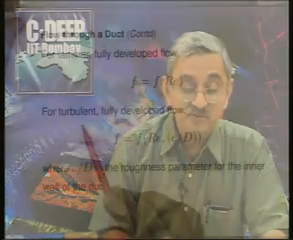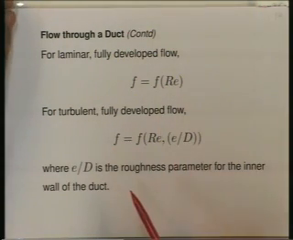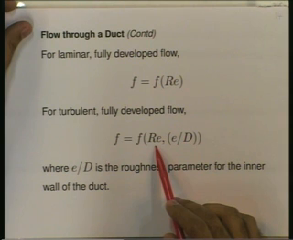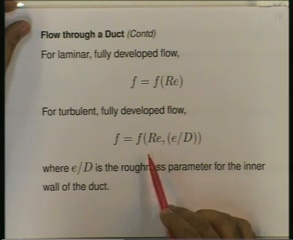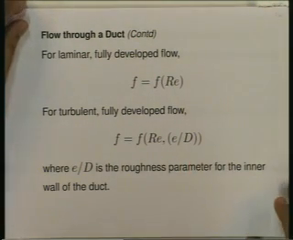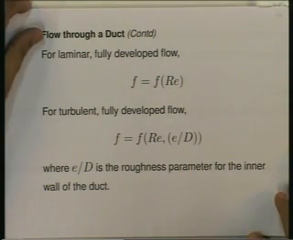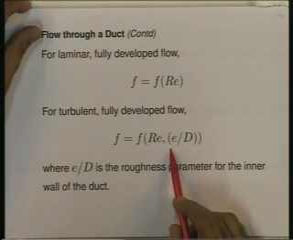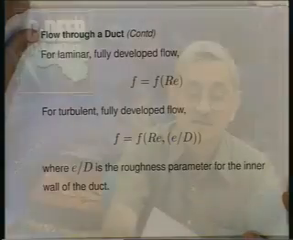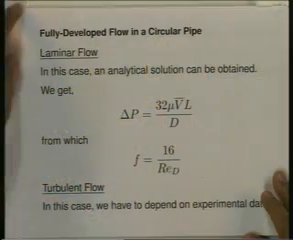Similarly, for turbulent fully developed flow in a duct, the friction factor is a function of Reynolds number and E by D, which is the wall roughness parameter, sometimes known as the relative roughness in textbooks on fluid mechanics. Let us look at fully developed flow in a circular pipe.